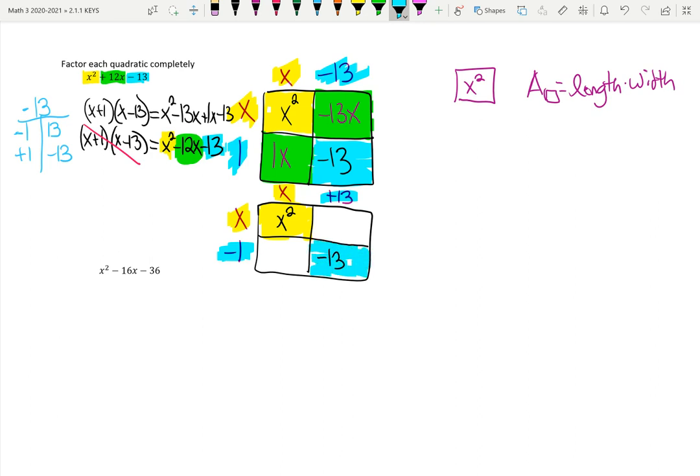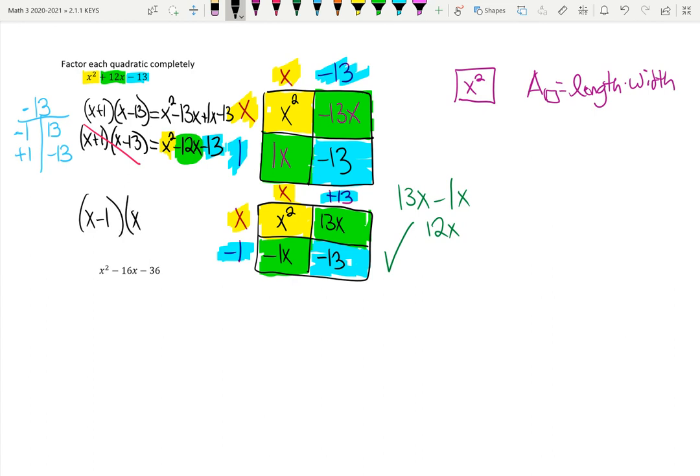Then I multiply out 13x and negative 1x, and this is a result of me multiplying the other sides. Notice you can see the green portion, 13x and a negative 1x is going to be 12x. This is an indication that this is correct. So, lo and behold, this quadratic would factor as x minus 1 times x plus 13.